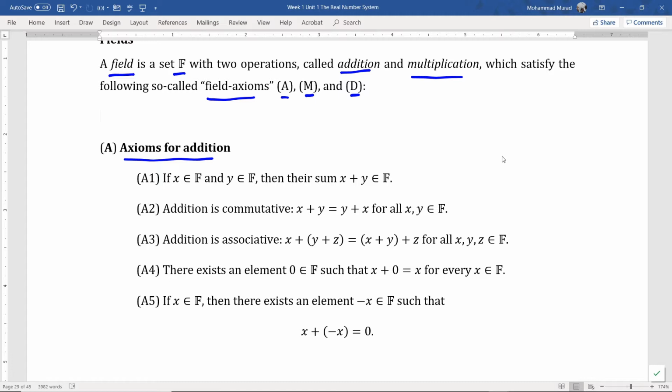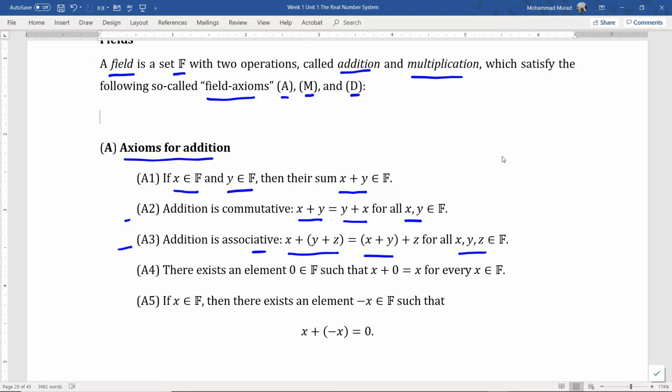A1. If x is in F and y is in F, then their sum, denoted by x plus y, is in F. A2. Addition is commutative. Means x plus y is exactly the same as y plus x for all x and y in F. A3. Addition is associative. (x plus y) plus z equals x plus (y plus z) for all x, y, and z in F.